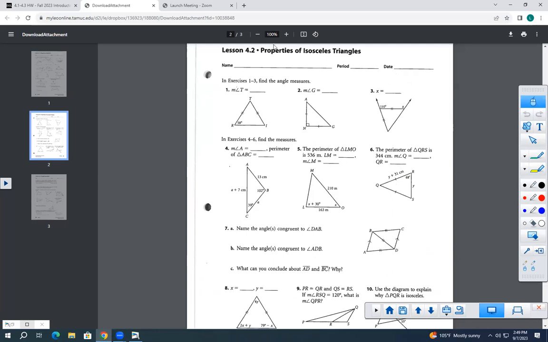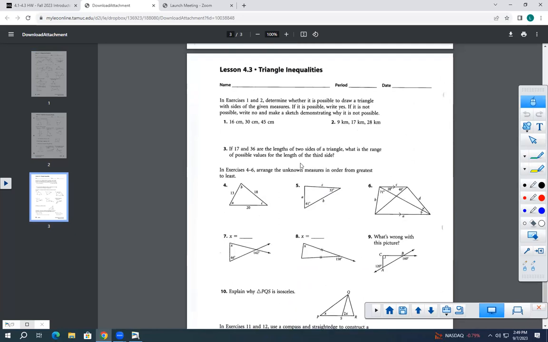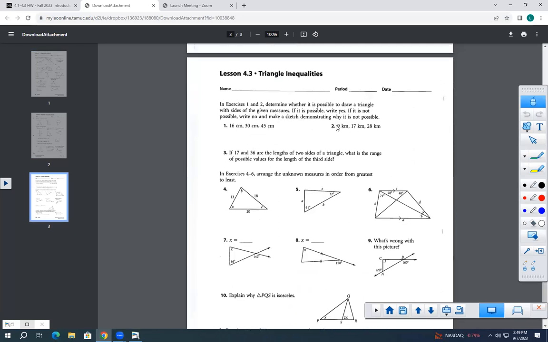Part 2, 4.2, is isosceles triangles. Two legs are the same, two legs are congruent. The base angles are congruent. You're probably going to be using that on most of these. And this last one is triangle inequality. It gives you three legs. Can you make a triangle out of that? Those sorts of things.